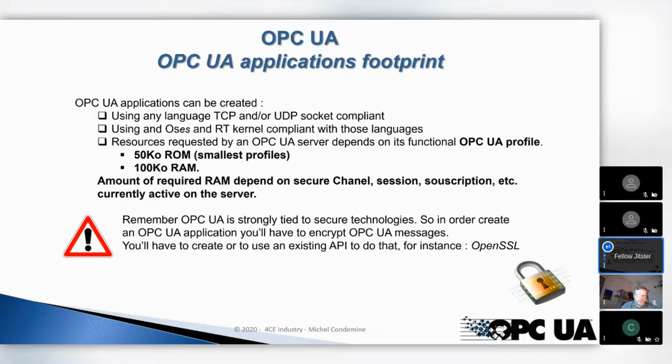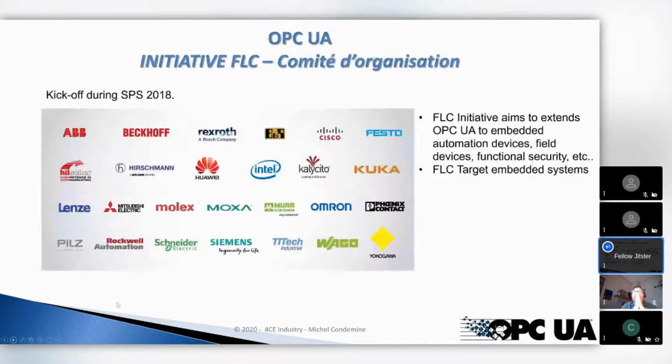So just to conclude on that part, remember that OPC UA is strongly tied to secure technology. So if you want to create an application, you have to encrypt the encoded message exchange between the client and the server. So you have to create an API for that, or use an existing one. For instance, you can use OpenSSL. And it's what we do most of the time.